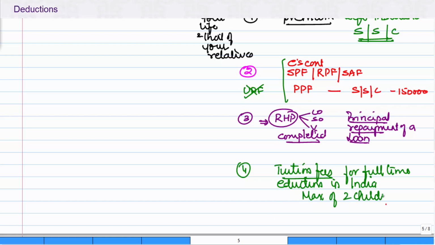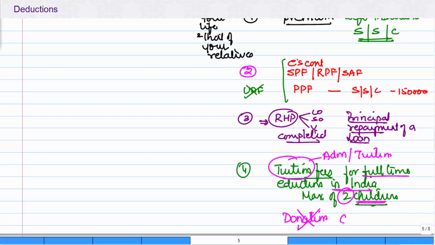So tuition fees for full-time education in India, education must be in India, maximum 2 children, you will get the deduction. Now tuition fees means admission fees to school, college, regular tuition fees for classes, but there are at times something called donations given to get a seat in a school. That is not allowed. Capitation fees is also the same. All of this is not allowed as a deduction.